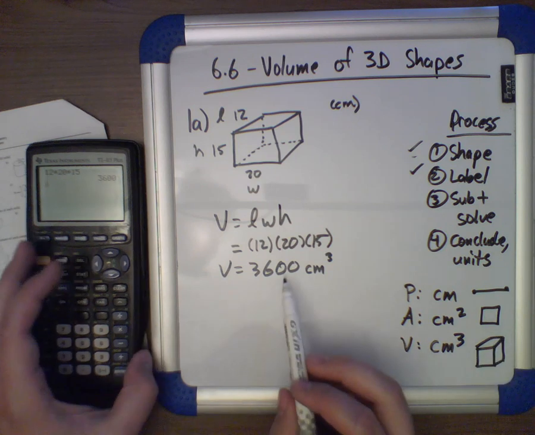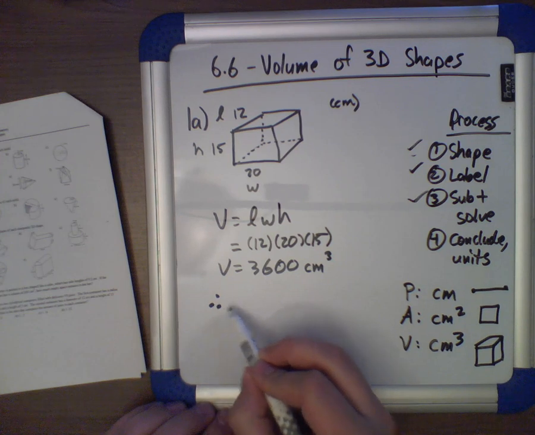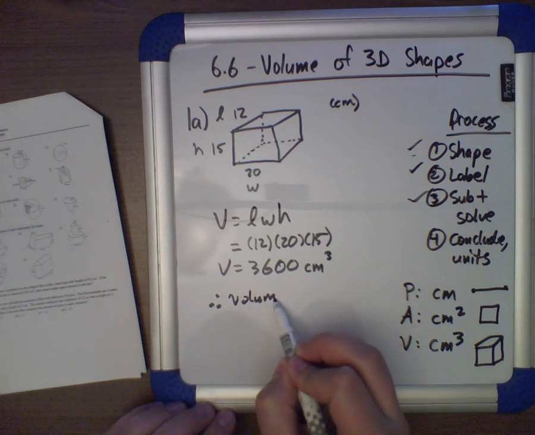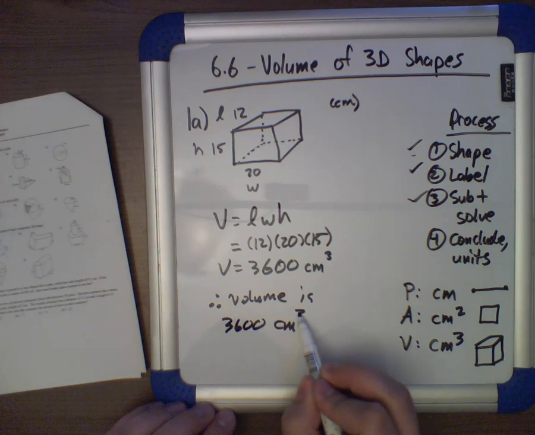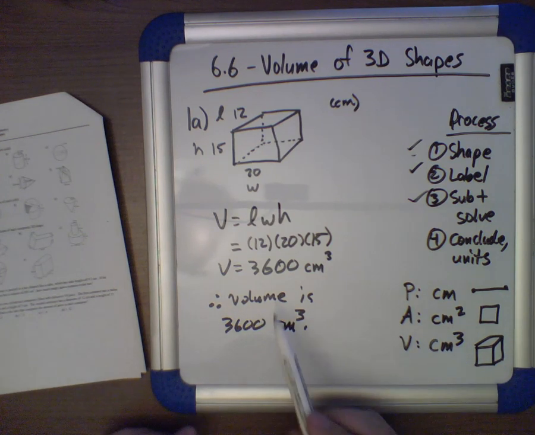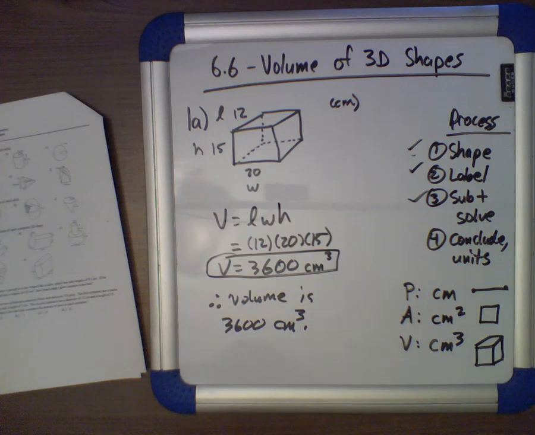So that's all we had to do here. We subbed and solved and conclude. Therefore, volume is 3,600 centimeters cubed. And honestly, this wasn't a word problem. We could have just left it at this, and that would have been all right.